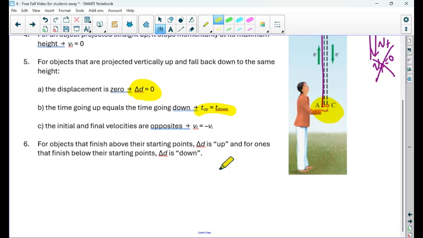That means that we could actually only do the physics for half of the problem, from the hand up into the air, and then we could double the time. And we would know the time up and the time down because they're the same.